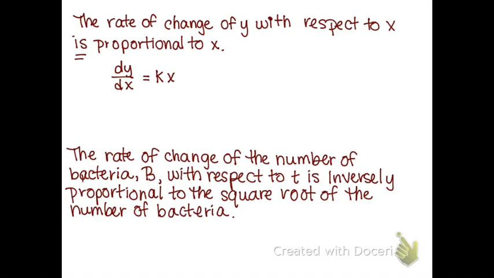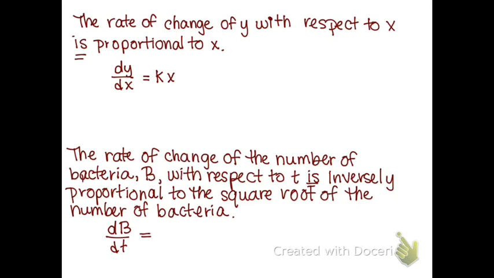Okay, the next one says the rate of change of the number of bacteria B with respect to t is inversely proportional to the square root of the number of bacteria. So we're going to start out the same way. The rate of change of the number of bacteria, but this time it's with respect to t. So dB dt is, so we're using the "is" again.